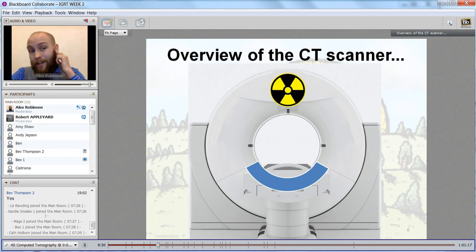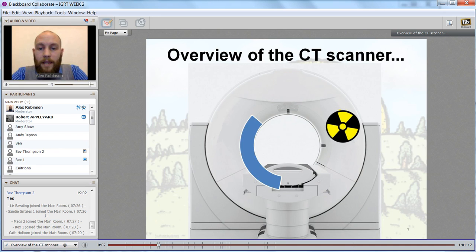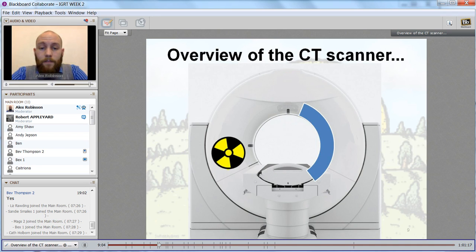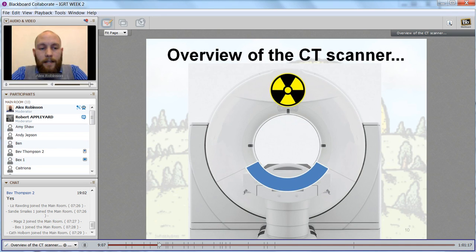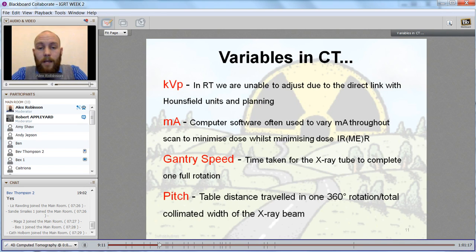So, a very quick overview of a CT scanner. Up here at the top, we have our X-ray tube, our source. Beneath it, we have this panel of detectors. And what occurs, as I'm sure we're all aware, is that this rotates around our patient, and as it rotates, our patient travels through the center, nice and simple. So what we have to look at is what things we can change on our scanner to get the best quality of images for radiotherapy planning.